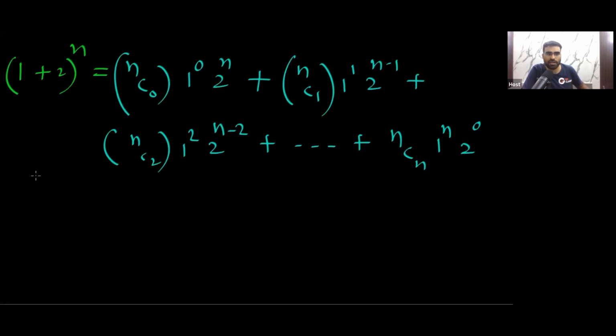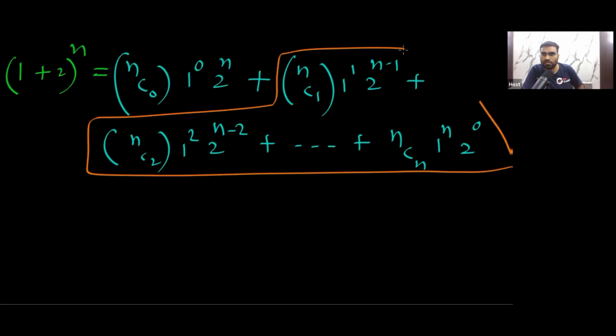This is what we want, right? R equal to 1 to n. This is what I want. So if I want this, then just find what is this value. Tell me what is this value. nC0 is 1. So this value is 2 power n. Yes or no? If you look at this value, this is 2 power n, because you can see 1 power 0, that is 1. So this is 2 power n.